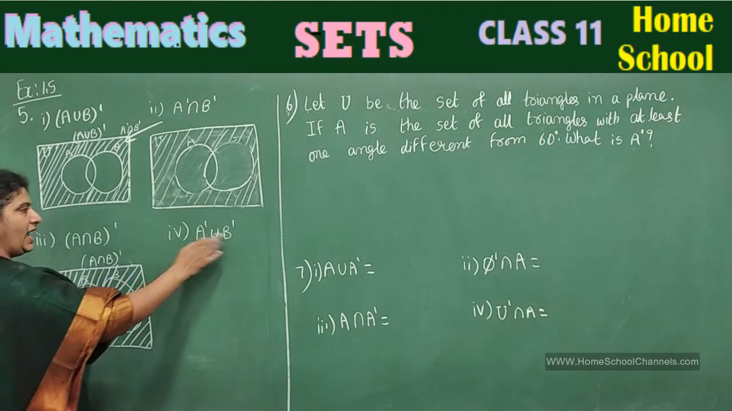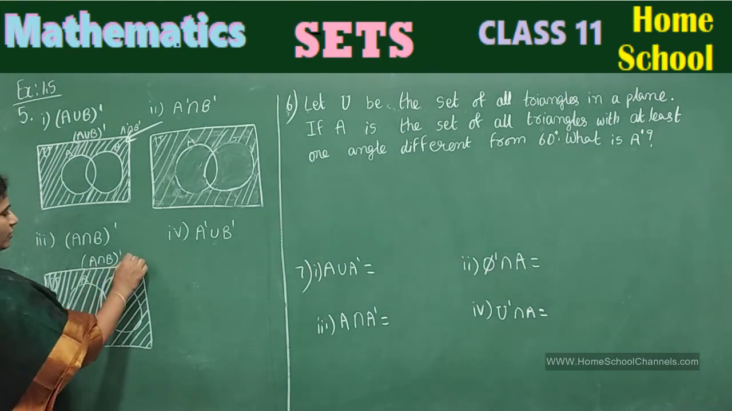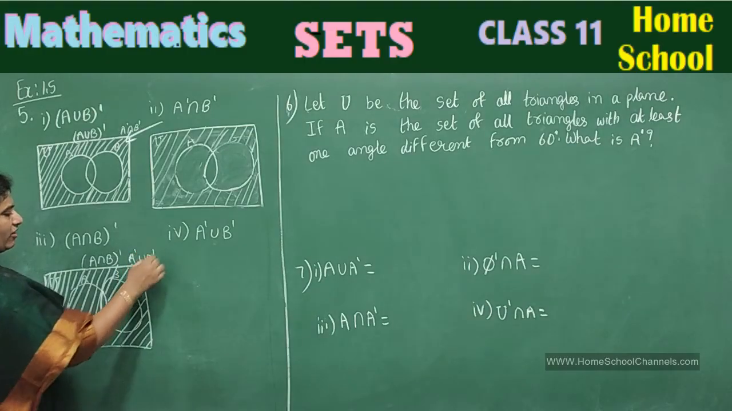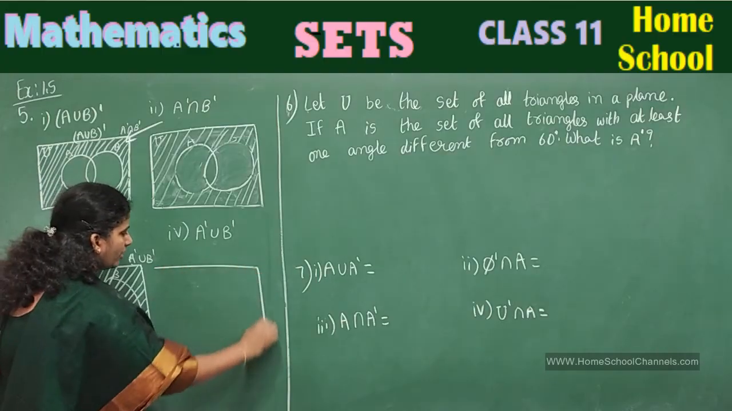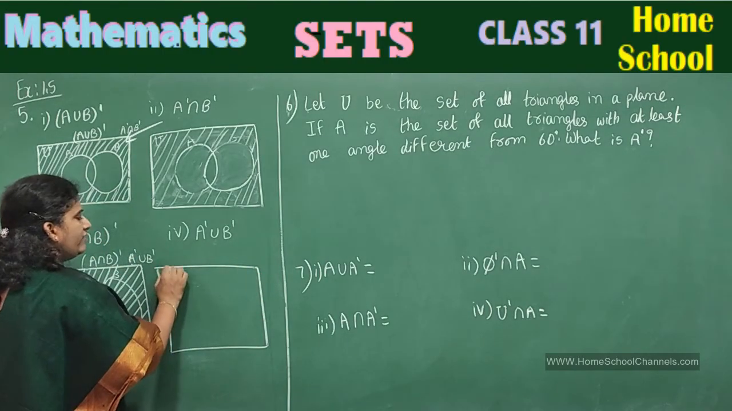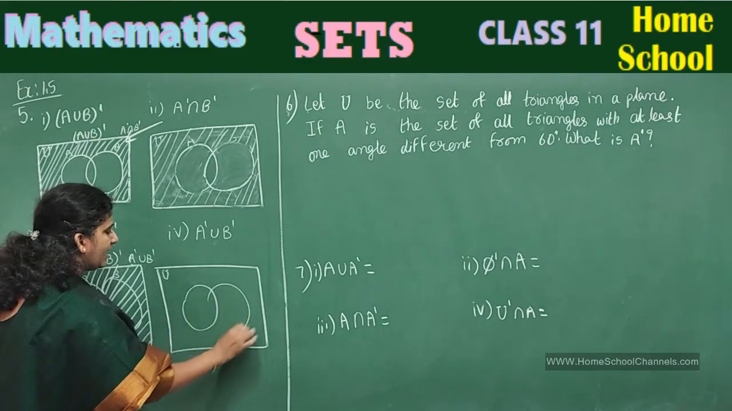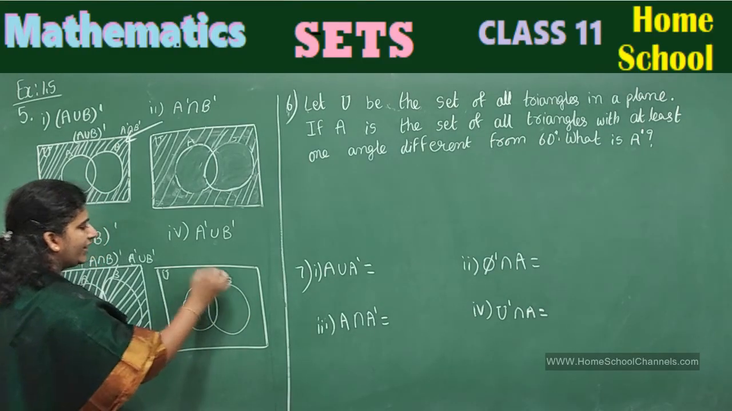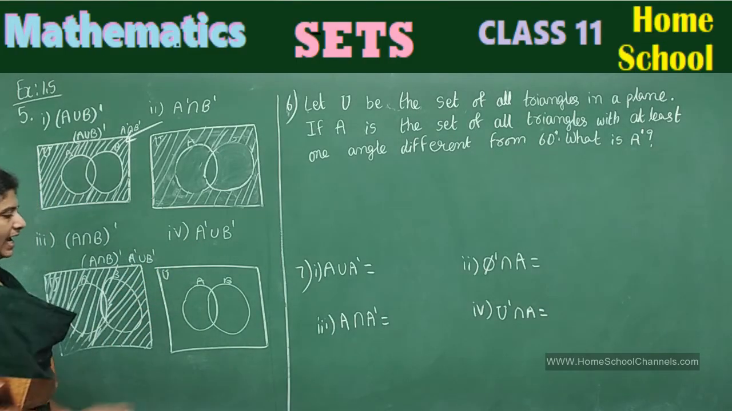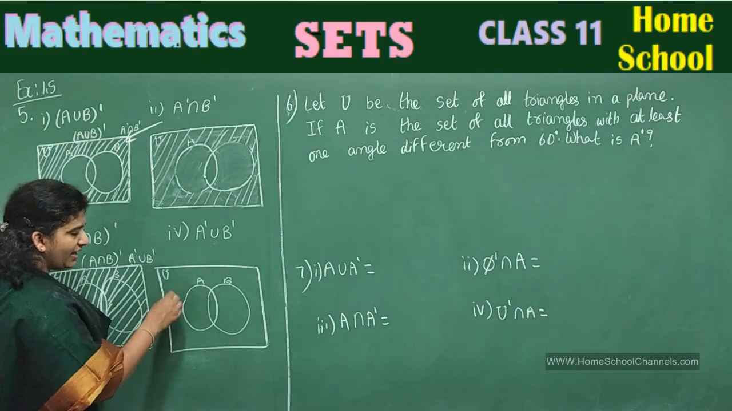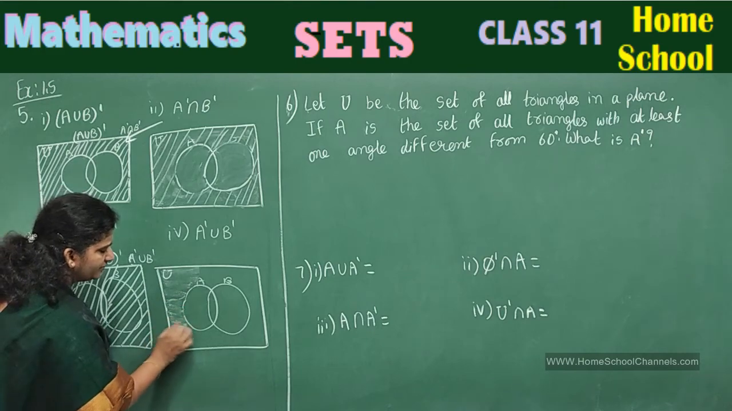See, observe here, A complement union B complement also comes under the same Venn diagram. You can say A complement union B complement is the same Venn diagram. But try to understand. Let me draw a rough Venn diagram here. Universal set. And again two circles A, B. First, A complement. A complement means what? Other than A circle. So other than A circle, shade the remaining part.